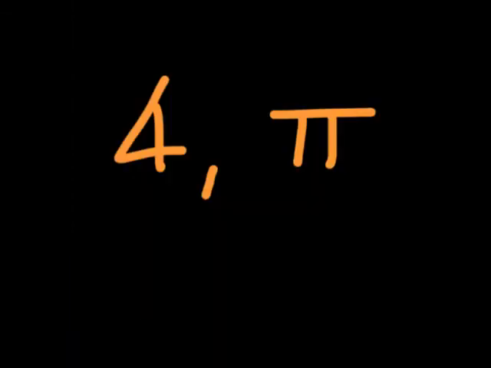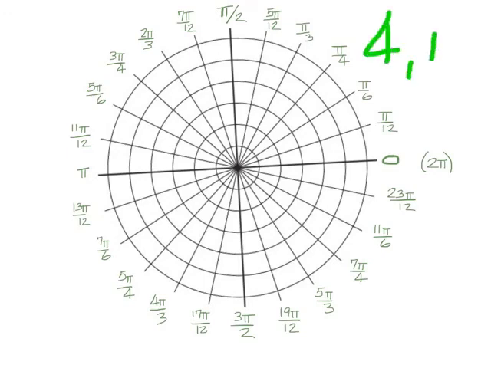Example number 6. 4 and pi. Pi is the x-axis, and here is the 4. Now how far left or right do I have to go first from the origin to get to that dot? Negative 4, and how far up or down am I going? There's your answer.